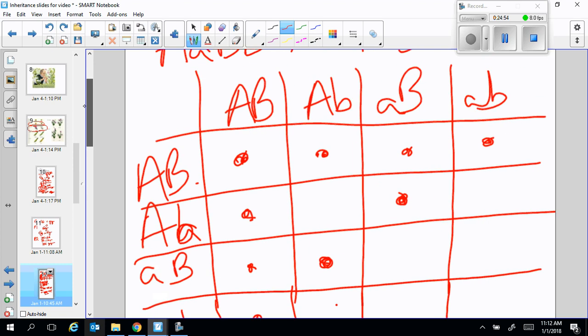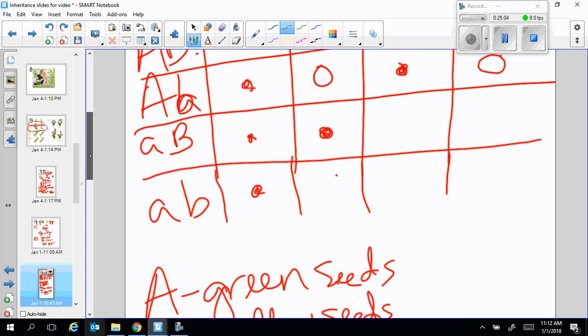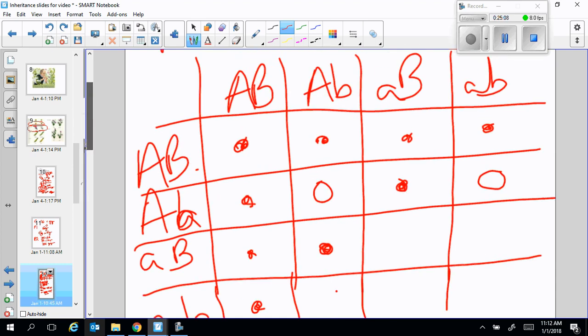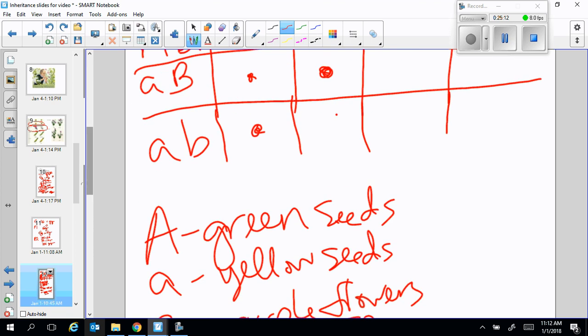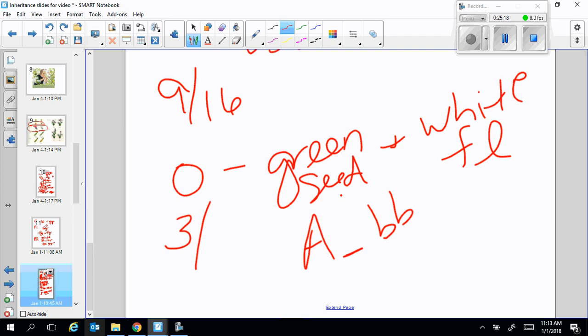So I go up here and I check it out. All right, there is green with a white flower. There is green with a white flower. Let me just see where else. Okay, this one right here. This is going to be green with a white flower. So I have 3. 3 out of 16 are green with white flowers.